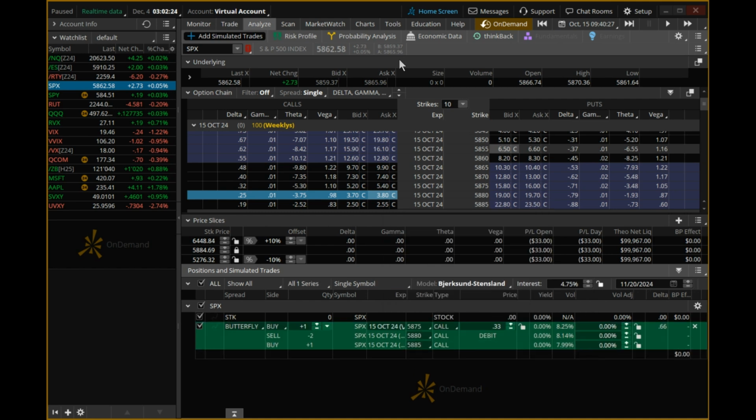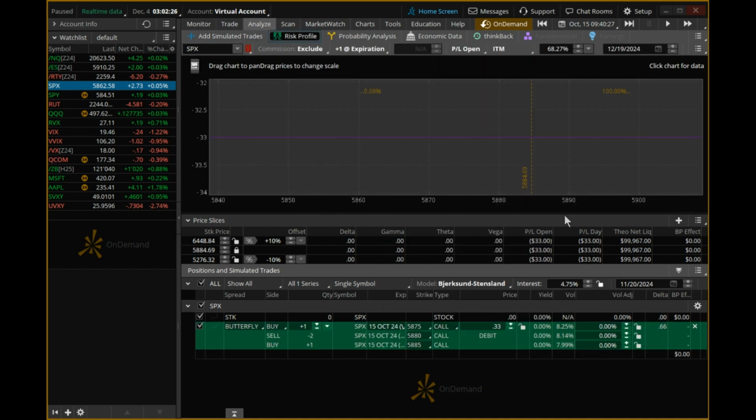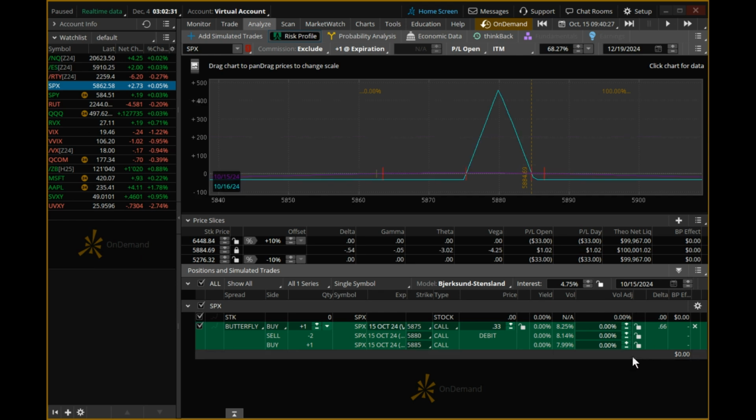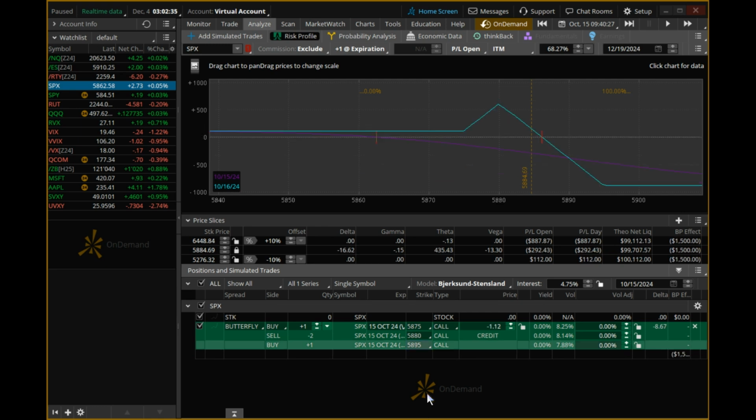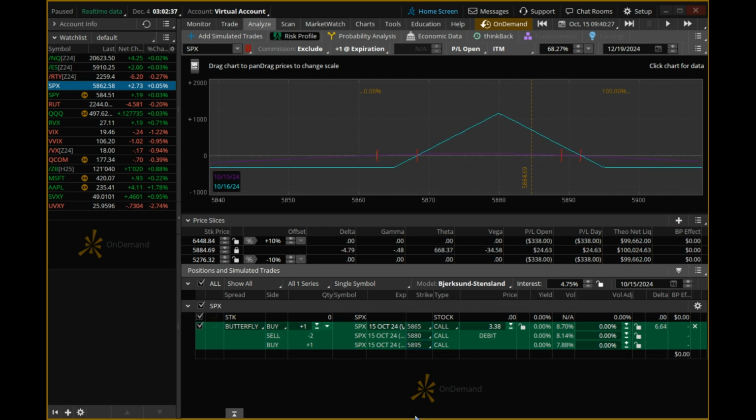Down to a butterfly. Risk profile. Oh, we need to change this from November. Where we go? October 15. Lovely. 58.80 is going to be a 95, and you're going to be a 65. There's your trade.